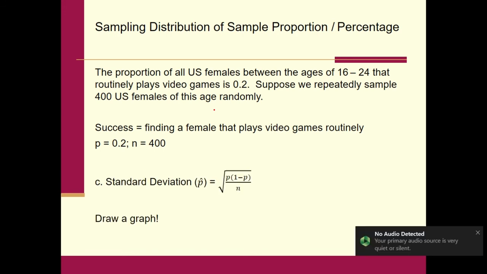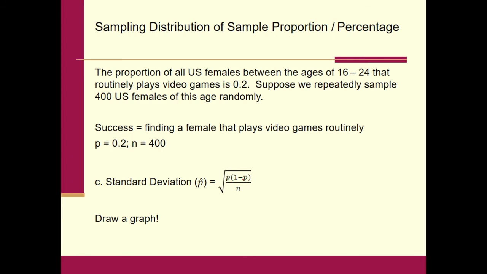Third thing, what about the standard deviation of the sampling distribution of p-hat? What we found out is that it's the square root of p times 1 minus p over n. Oh, we're not going to draw a graph yet. We have to actually calculate what that is. That turns out to be 0.02. I'll let you do the math in your calculator, but this standard deviation turns out to be 0.02. Now we're going to draw a graph.